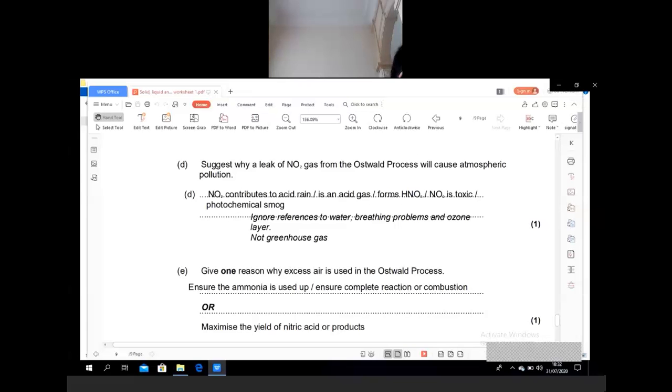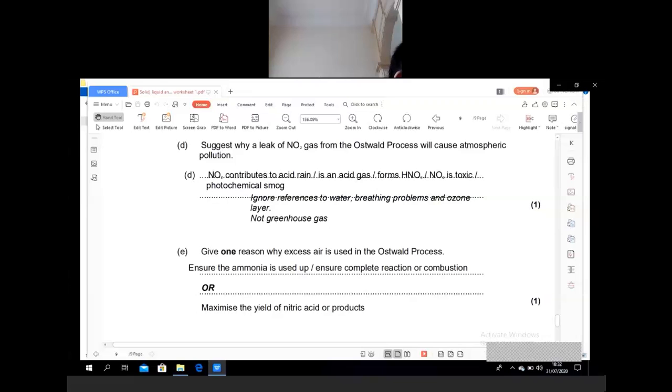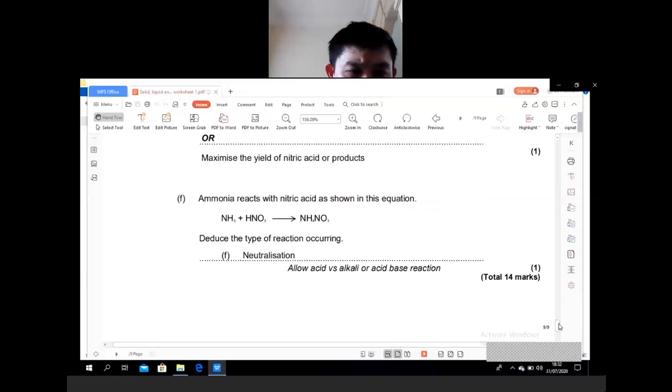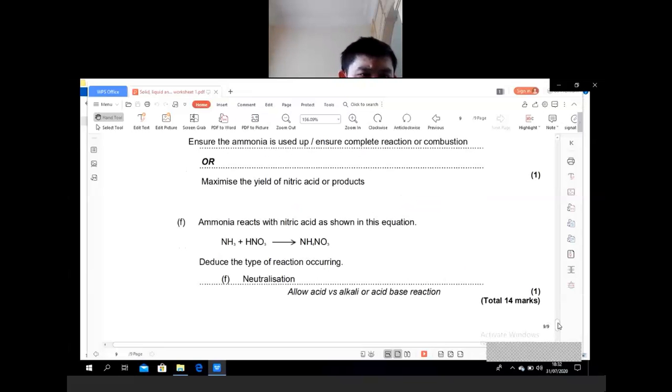Suggest one reason why excess air is used in the Ostwald process: to ensure that all the ammonia is used up for complete conversion, to make the yield of nitrogen dioxide 100% and the yield of nitric acid 100%.